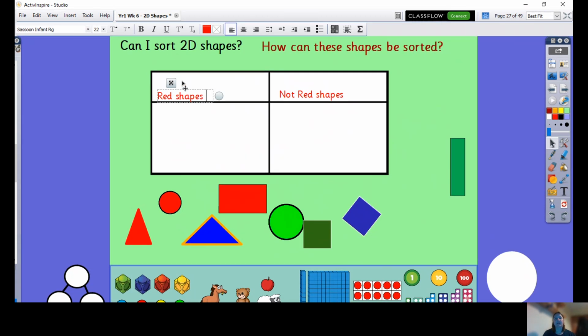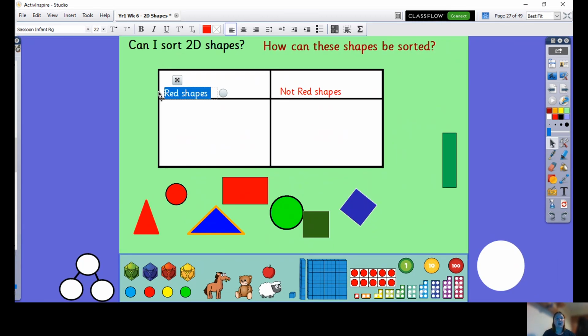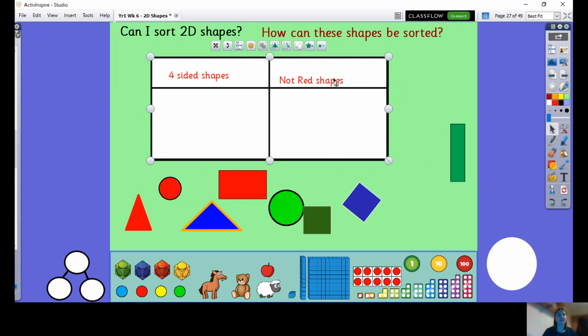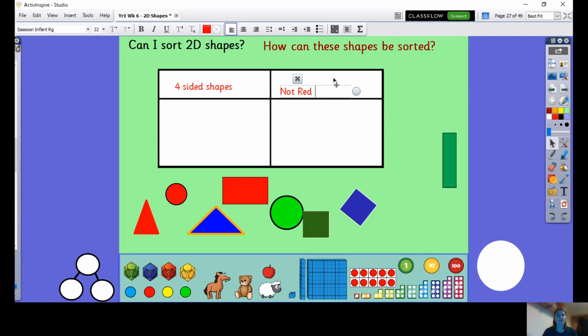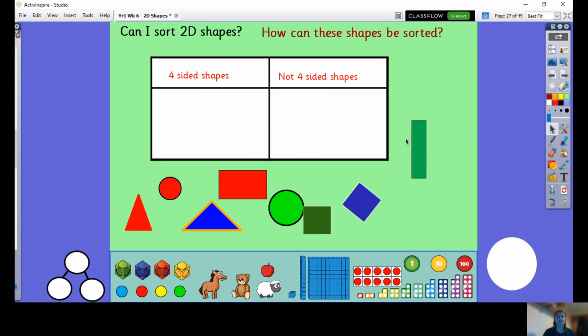So let me have another thing. So we could do here four-sided shapes, and then here, because they need to be in two groups, you could say not four-sided shapes. Then I'm going to put here on this side all the shapes that've got four sides.